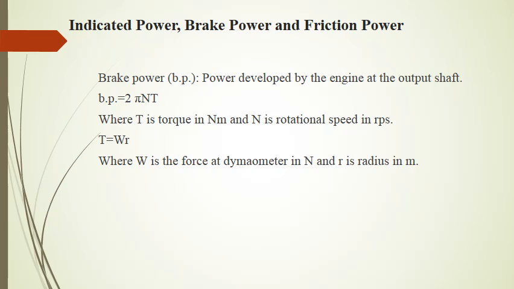What basically is brake power? Brake power is the power developed by the engine at the output shaft. So that can be calculated by the formula tau into omega, which can be simplified as 2 pi NT. So T is basically torque in Newton meter and N is the rotational speed in revolution per second. And how can the torque be calculated? Torque can be calculated by the multiplication of force at the dynamometer and the radius arm. So we can calculate the brake power easily.